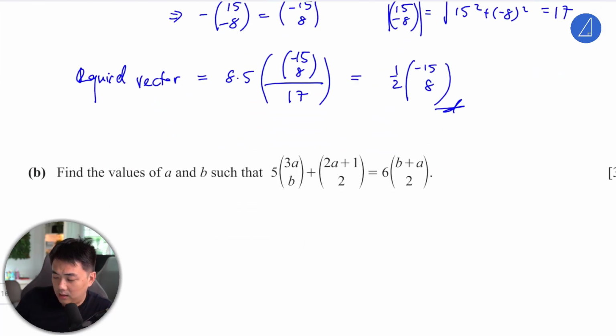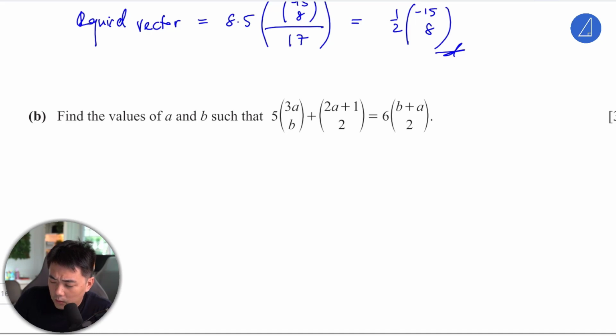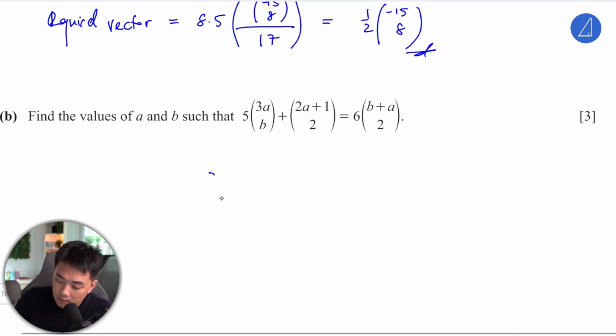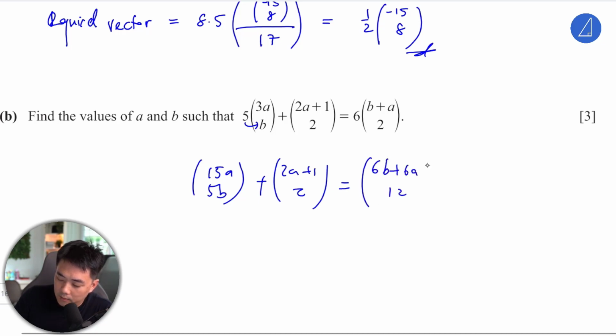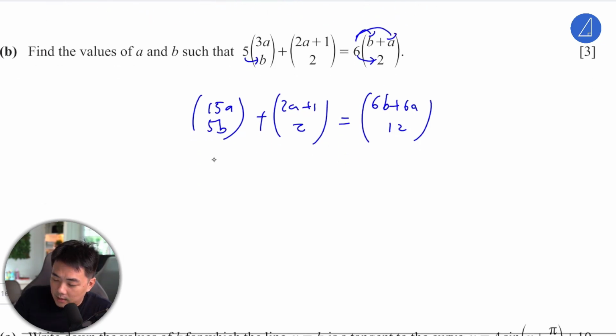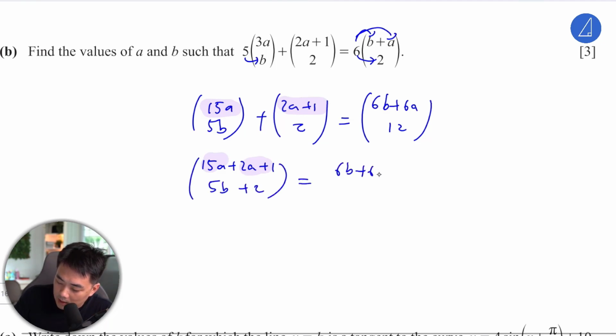Then find the value of a and b. I think this is pretty okay. Two unknowns, so two linear equations are required. So multiply it in: 5 times 3 is 15a, 5 times b is 5b, after which plus 2a plus 1. Then 6b plus 6a, 12. Just distribute it in. Remember, distribute it in. 6 times 2 is 12, right? So then what we get is 15a plus 2a plus 1, and the denominator 5b plus 2, 6b plus 6a, 12.